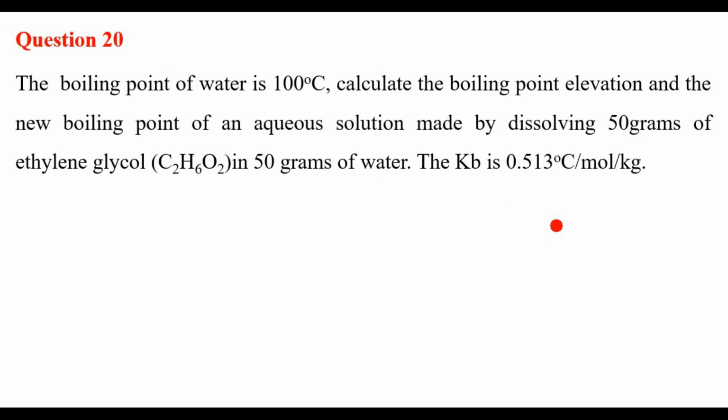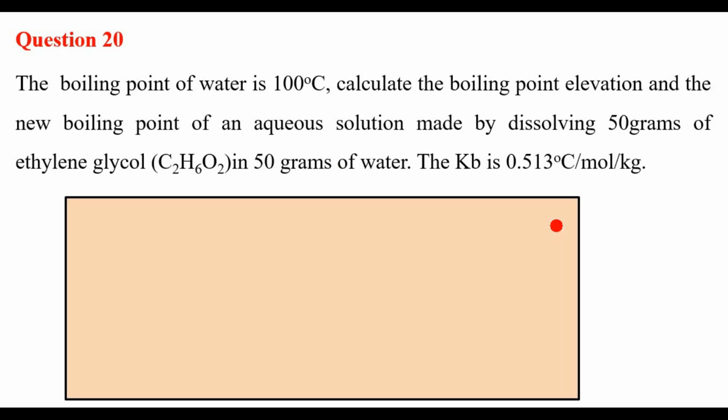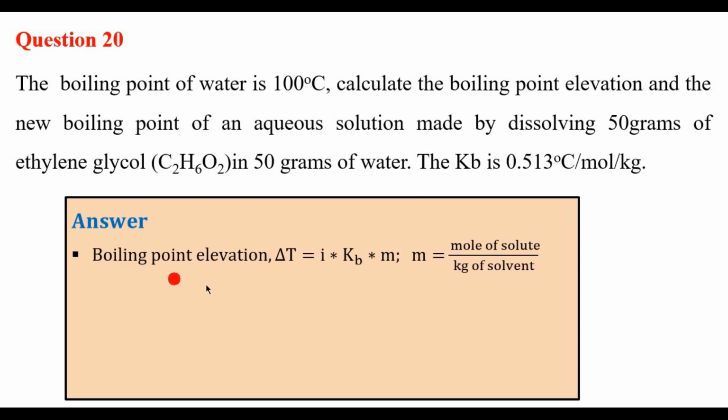Here again we know the formula for the change in temperature, which is the boiling point elevation. The change in temperature will be equal to i times Kb times m. The i is the dissociation factor. That means ethylene glycol will not dissociate because it is an organic molecule. That means i will be equal to 1. The Kb is given, this is 0.513 degrees Celsius. Now we don't have the molality. What will be the molality?